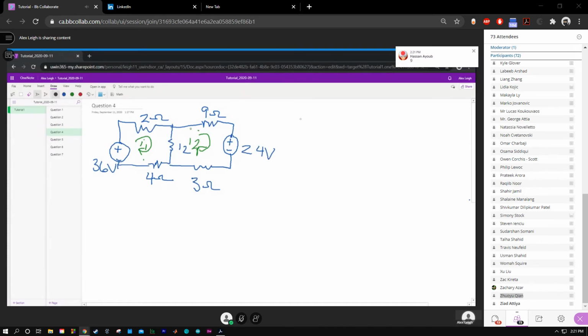So first thing, like I said, it's going to be KVL, the voltage law, that we use when we're solving for these currents. So we're going to do a KVL in the direction of I1, just like we did with the supernode.